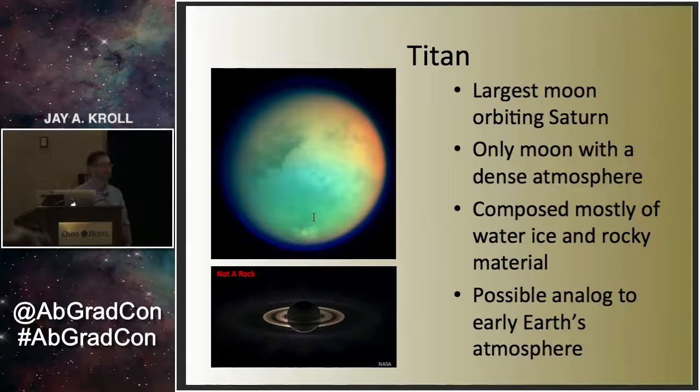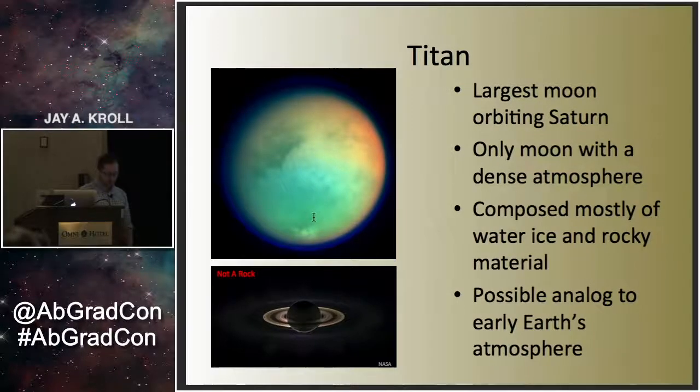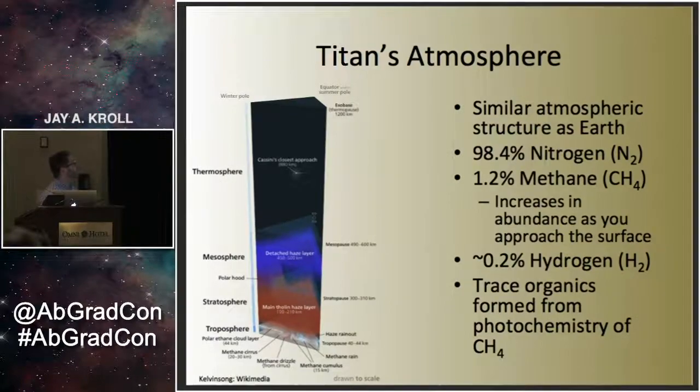So if we go a little bit farther out in our solar system, we've got Titan. It's the largest moon orbiting Saturn, but perhaps most interesting is that it's the only moon with a dense atmosphere. And the surface is composed mostly of water ice and rocky material. But this dense atmosphere is possibly an analog to early Earth's atmosphere, which is what makes it really interesting to us as astrobiologists. And so its atmosphere actually has a very similar structure to Earth.